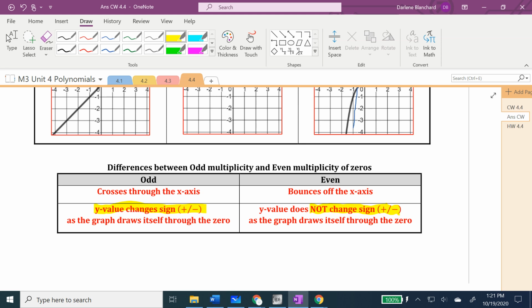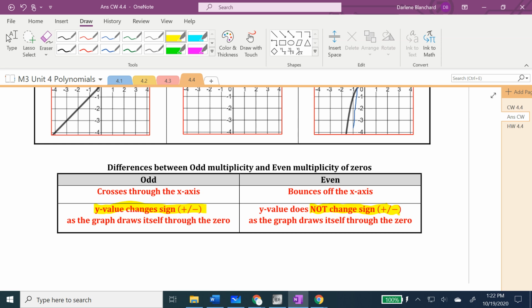The way I look at it is the factor acts a little bit like its lone self when you're near the x-axis. So if you have a multiplicity of 1, it behaves closer to a line than other polynomials. When the multiplicity is 2, it looks a lot like x squared when you're near that x-intercept. If it's multiplicity 3, it behaves a bit more like x cubed when you're near that x-intercept.